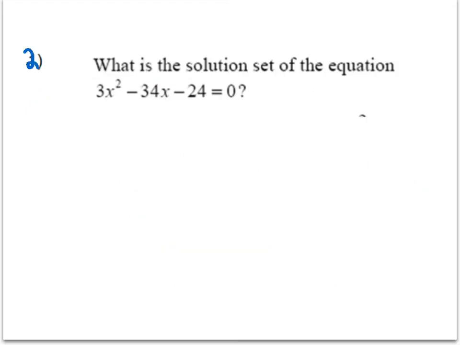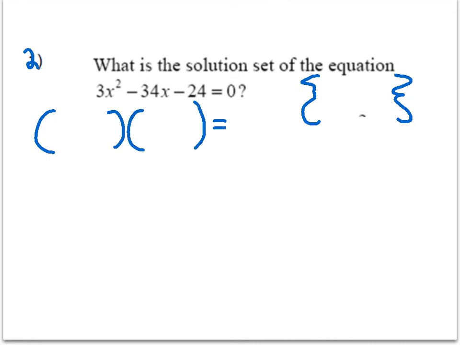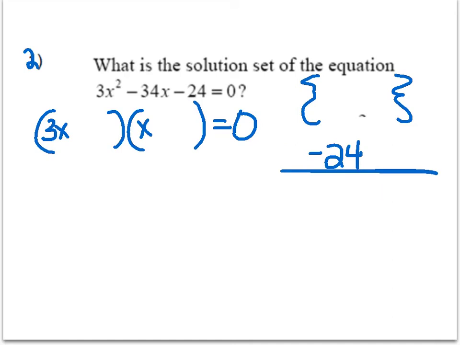This should be number 2 of the Regents review practice. It says, what is the solution set of the equation 3x squared minus 34x minus 24 equals 0? Solution set, remember, is the squiggly brackets. And so I don't see 3 as a greatest common factor. I don't see 3 going into 34x. So it must be that I'm just going to have 2 binomials, and the first terms 3x and x, because 3x times x will give me 3x squared. Now I need to do a trial and error for the factors of negative 24. What are the factors of negative 24? I'm going to list all of them.